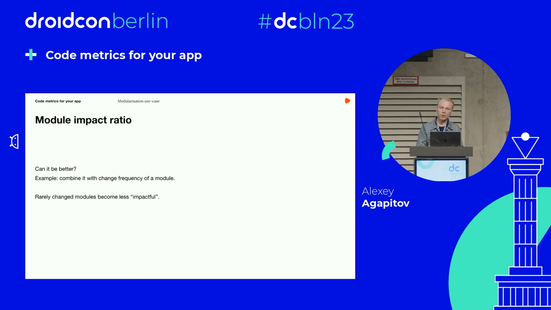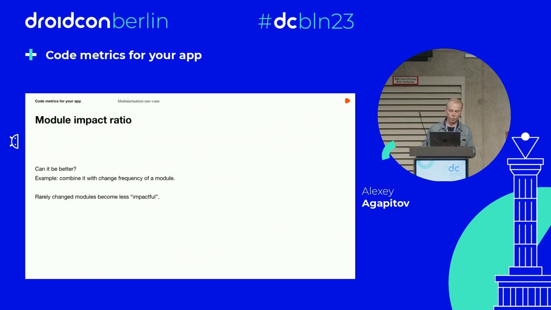And at the same time, the modules which might have average impact ratios, if they are changed very often, then they suddenly become more impactful. And this is one more reason to look into those modules.